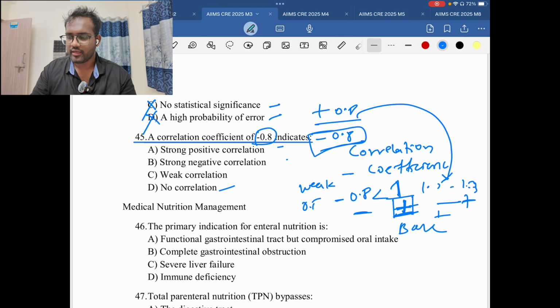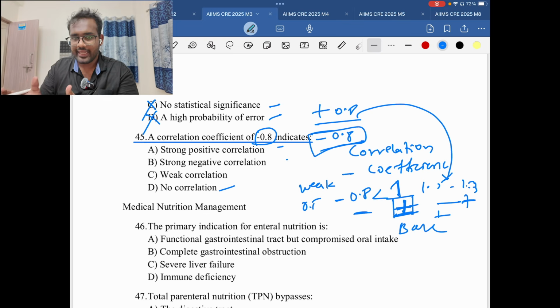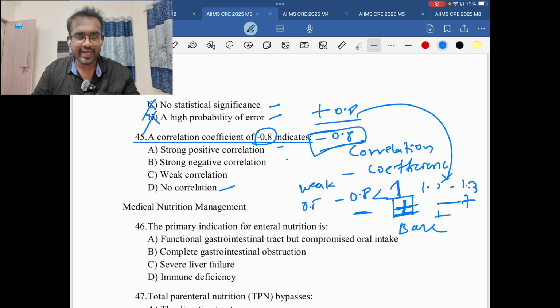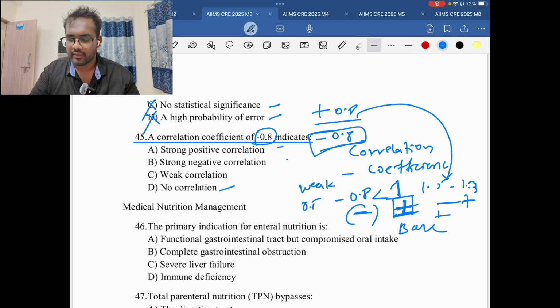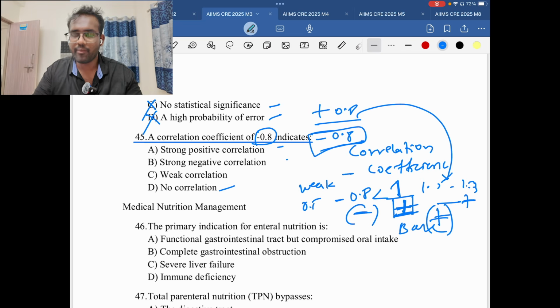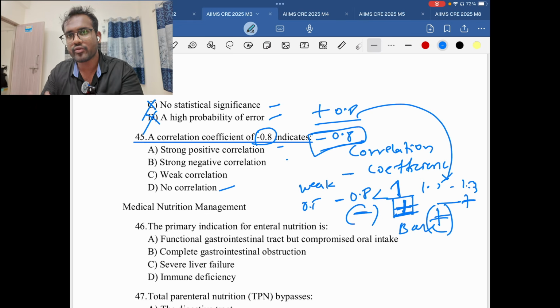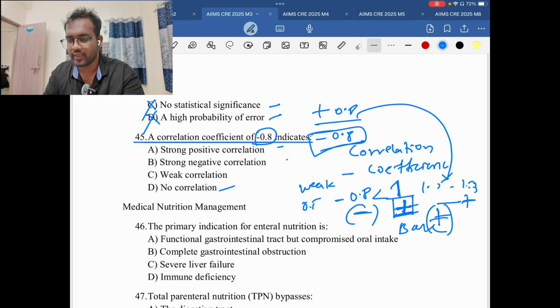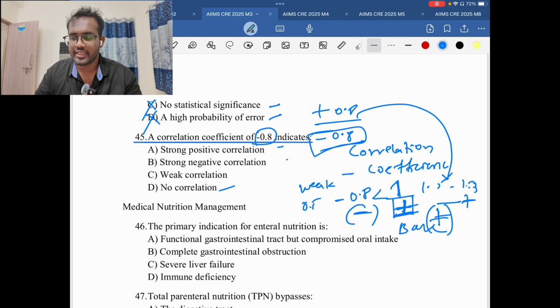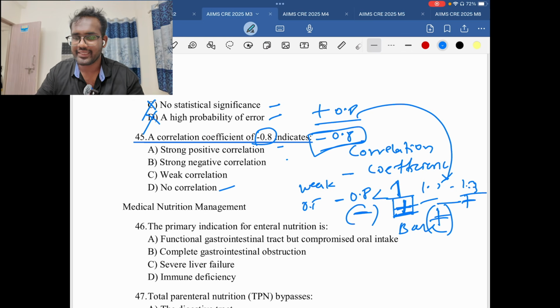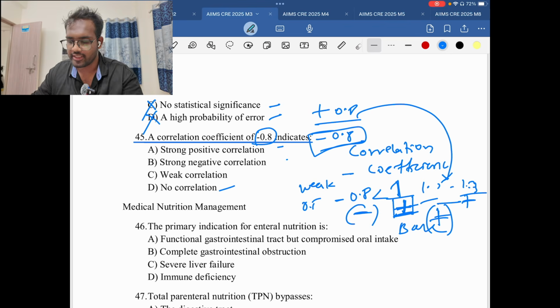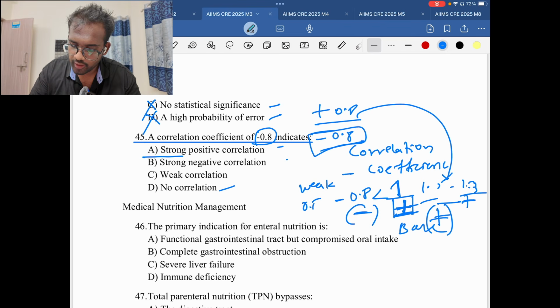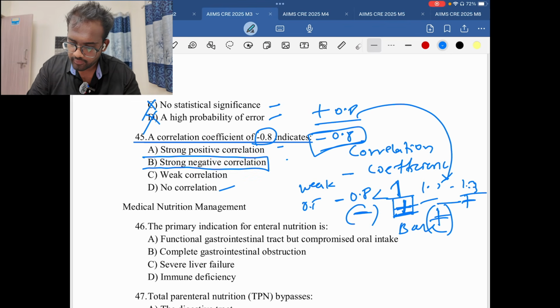I will rectify it. 1 is counted as the base. Less than 1, from the left-hand side it is a minus number, and from the right-hand side it will be a plus number, right? If it is minus 0.8, it is near to the positive side, so it is called strong negative correlation. If the number is more than 1, like 1.5 or 1.3, then it is strong positive correlation. So the answer will be B, strong negative correlation, because the number is negative.